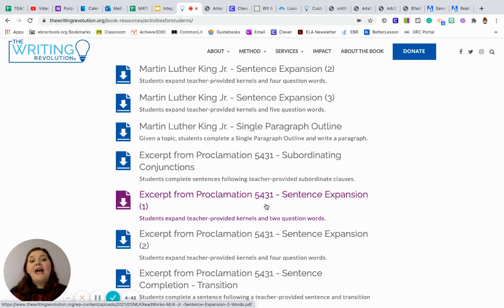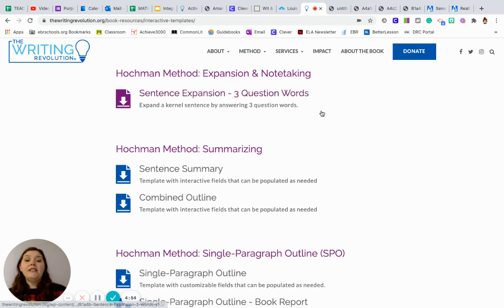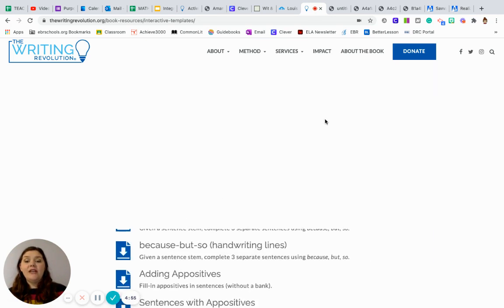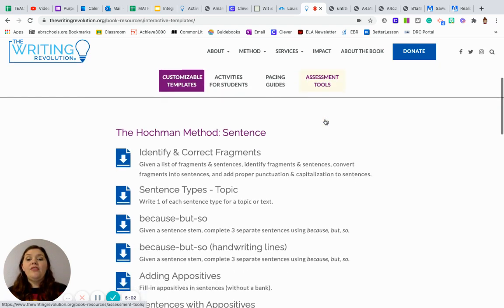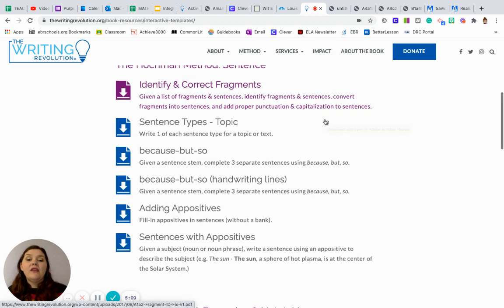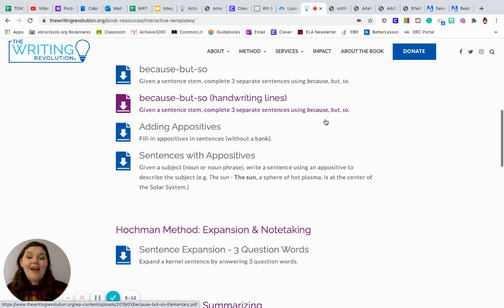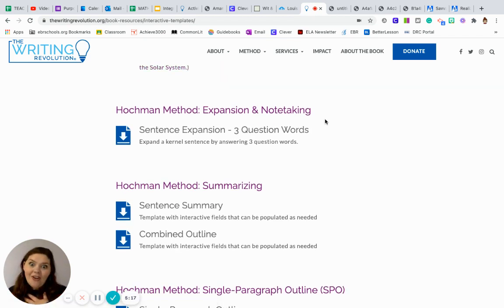Now, in addition to having these examples already made for you, they also have customizable templates. Here, you're going to see these templates for all the different areas that you learn about in the Writing Revolution training. So beginning with the sentence fragments, just the basic sentences, all of these are right here. You have the because, but, and so, adding appositives, sentence expansion. That's personally one of my favorites.